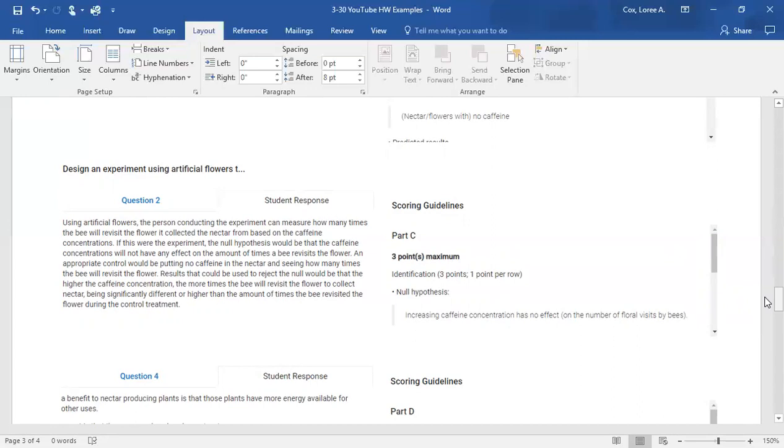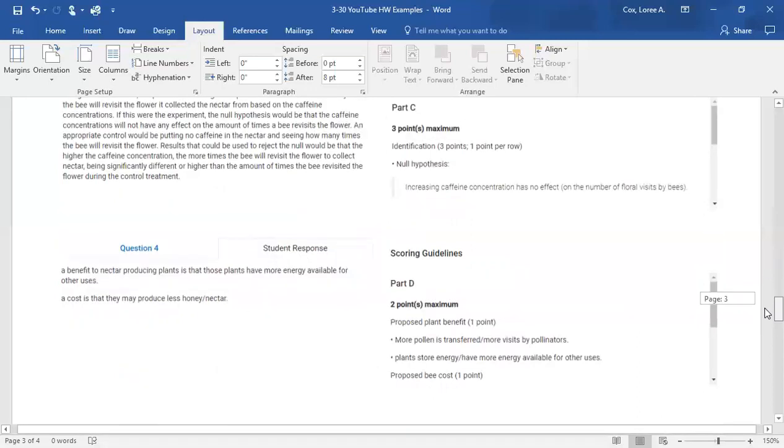A result that could be used to reject the null would be that the higher the caffeine concentration, the more times the bees will revisit the flower to collect nectar. Being statistically significantly different or higher than the amount of times the bee revisited the flower during the control experiment. Excellent 3-point response. They set the experiment up, they showed me their null, they showed me their control, and they showed me a prediction. Exactly what we're looking for. All right.